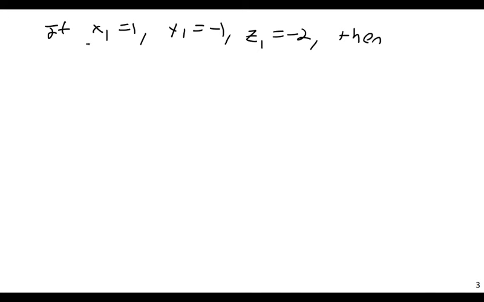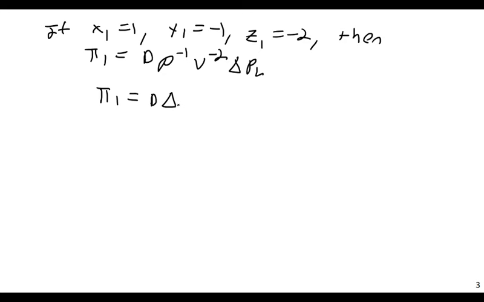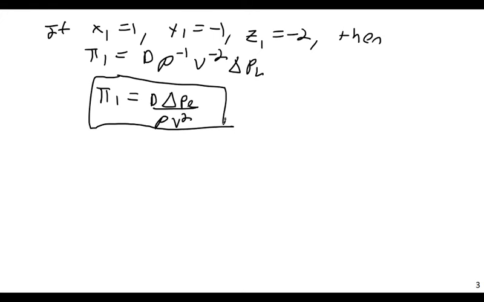then pi 1 must be equal to D times rho to the negative 1 times v to the negative 2 times delta PL, or simply pi 1 is equal to D delta PL over rho v squared. And that is the first pi term that we determined previously. Okay, so now I want to do the same thing, but for the pi 2 term.